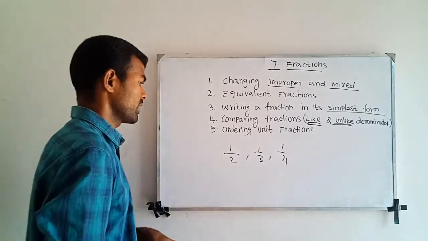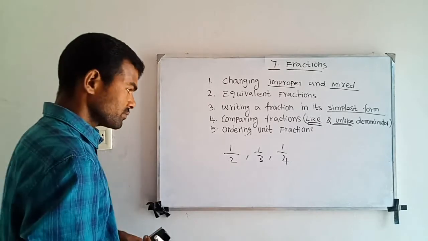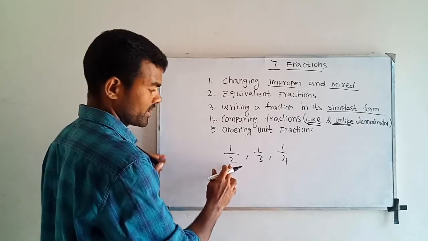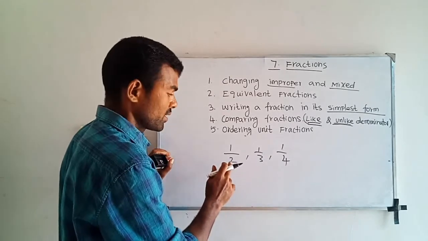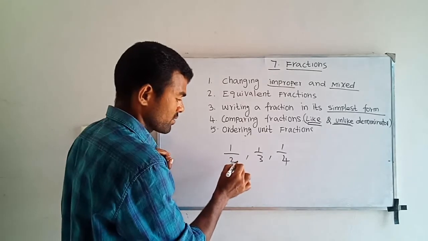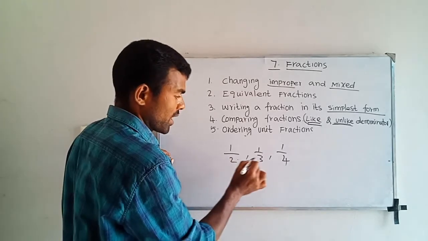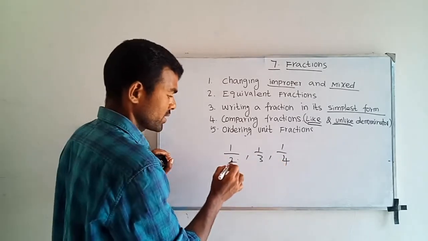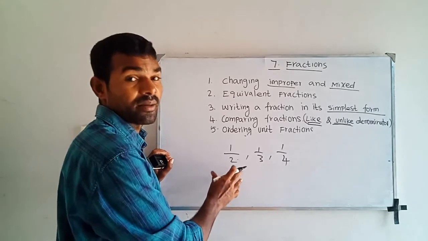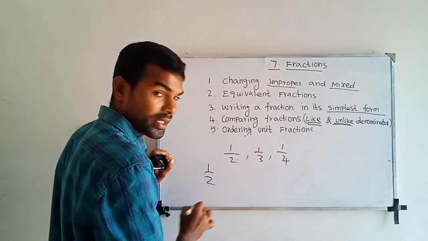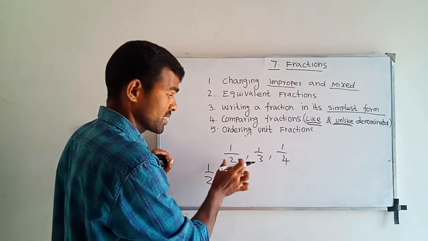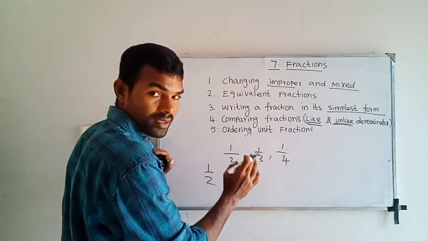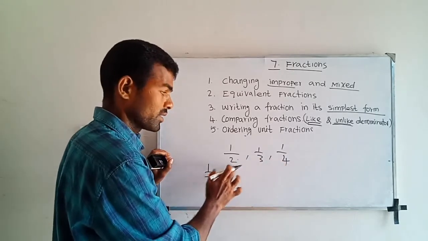Now let us compare the unit fractions. Since all the numerators are the same, compare the denominators. In the denominators, 2 is small, 3 is a little bigger and 4 is the biggest. So the fraction whose denominator is smallest is the bigger number. So 1 by 2 is big, and then this is the biggest number compared to all, since 2 is smaller than 3 and 4.